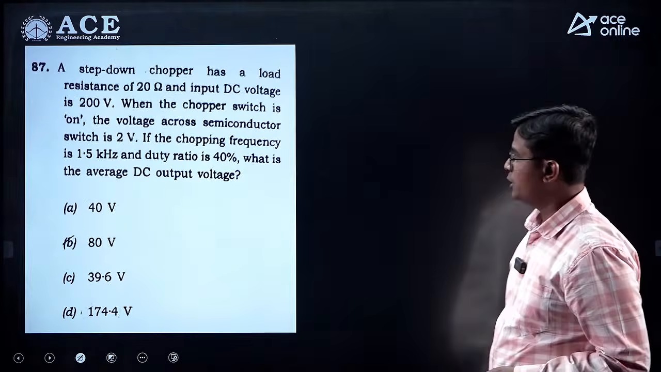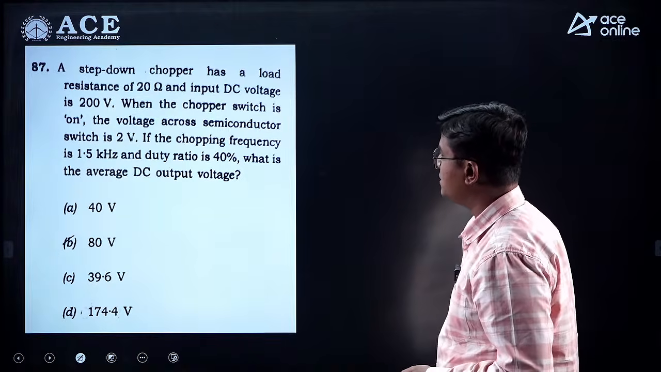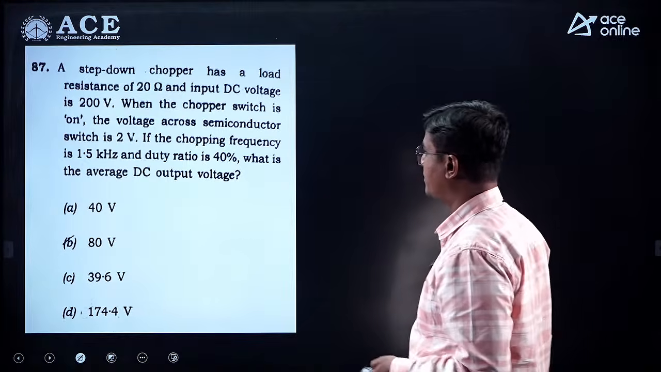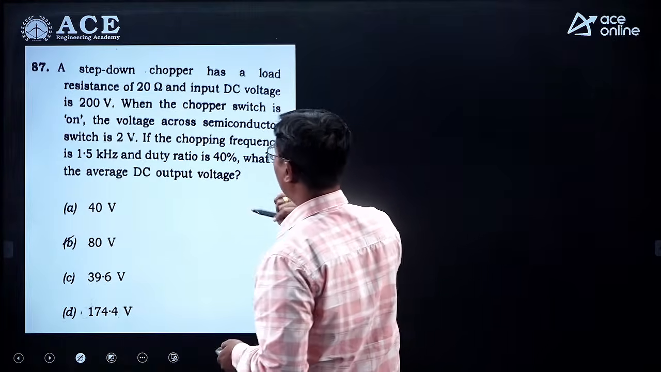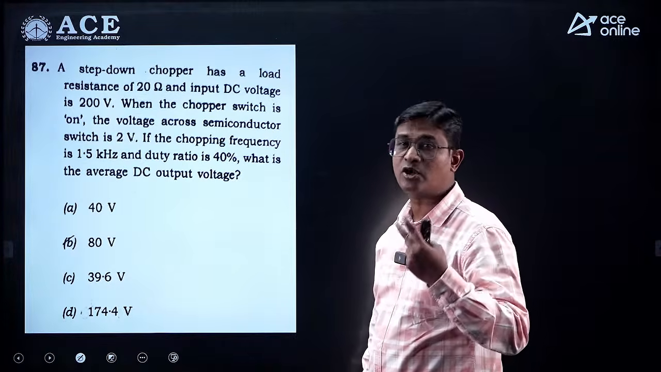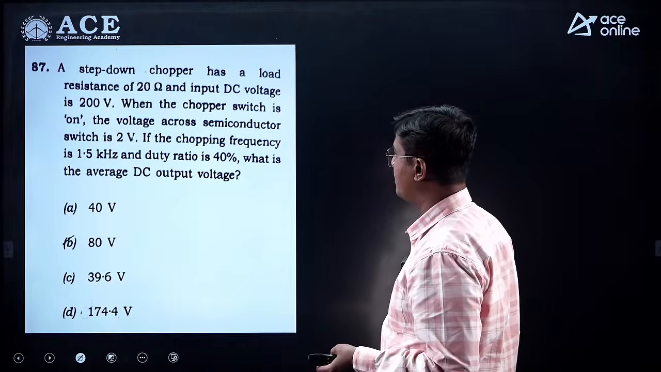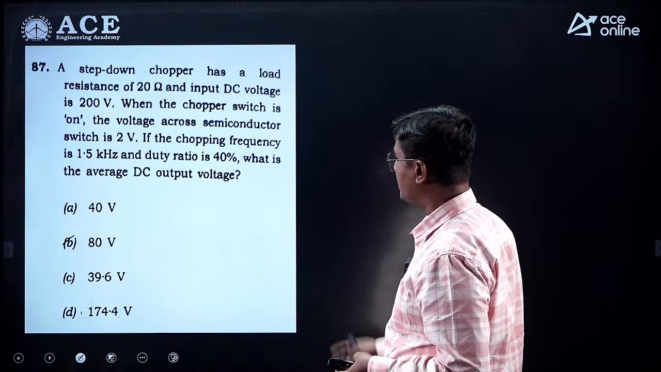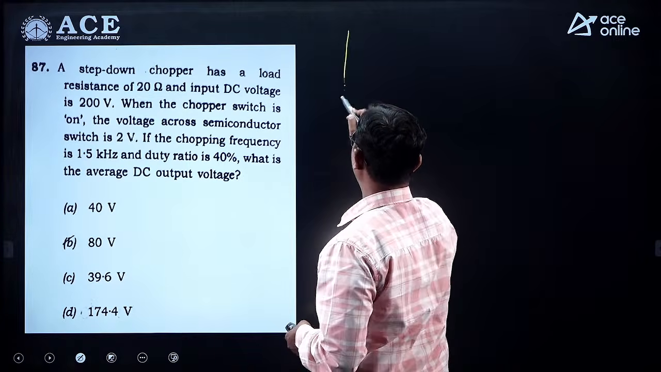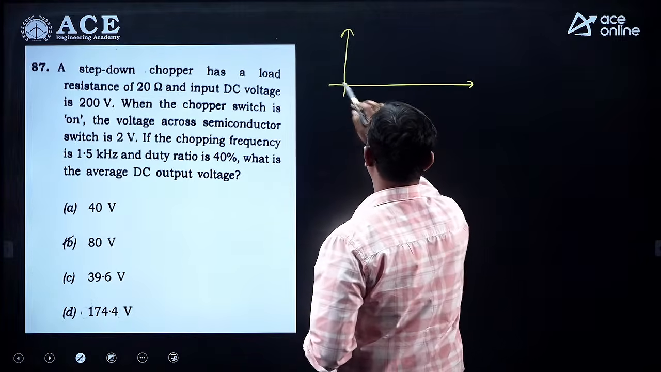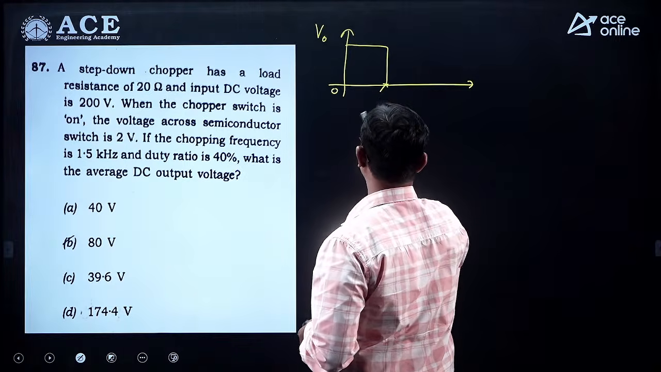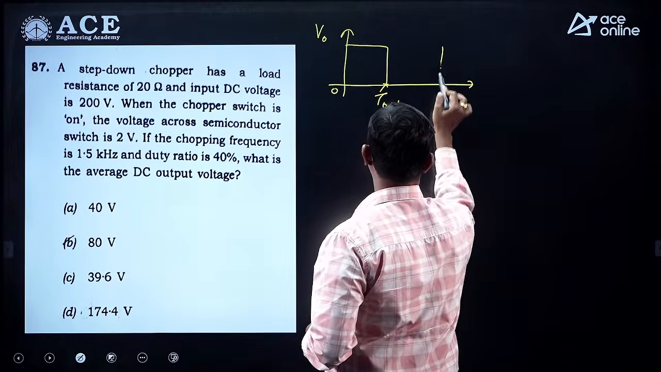Next, a step down chopper has a load resistance of 20 ohm and an input DC voltage of 200 volt. When the chopper switch is on, the voltage across the semiconductor switch is 2 volt, meaning the switch causes an on-state voltage drop of 2 volt. Chopping frequency and duty ratio are given. Then what is the average DC output voltage? V0 average they are asking. For a step down chopper, when the switch on-state voltage drop is non-zero, how is the output voltage? Check, it is like this.